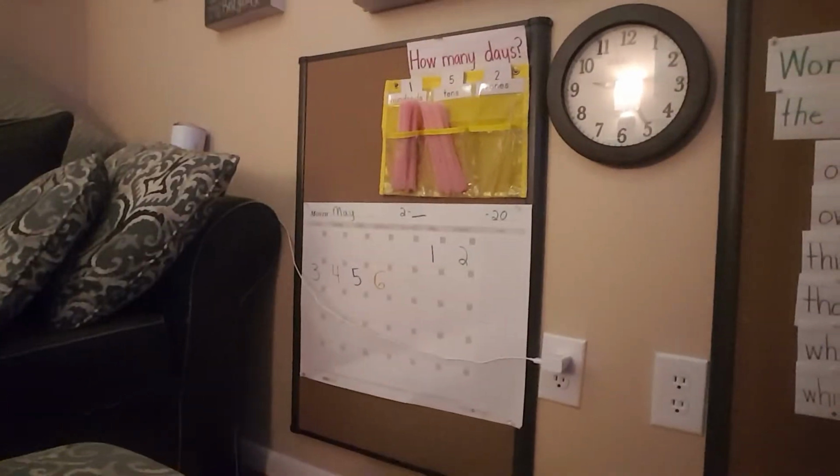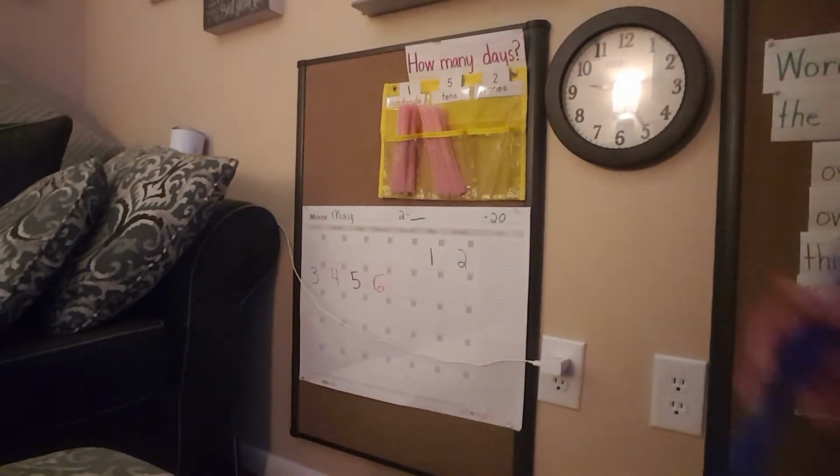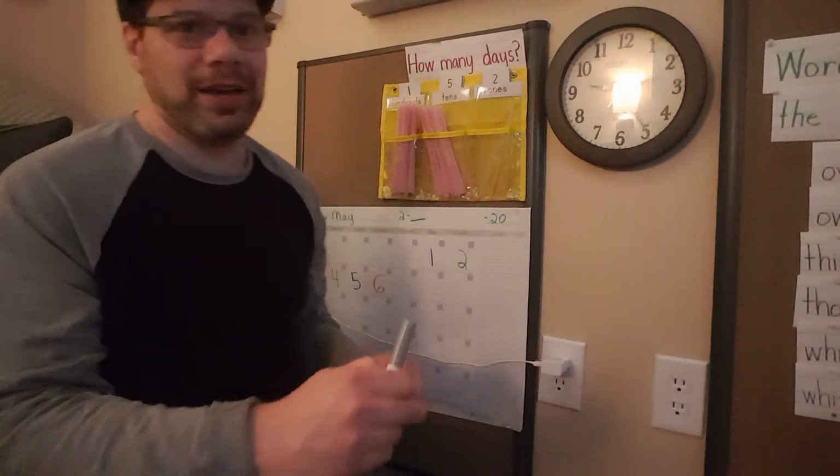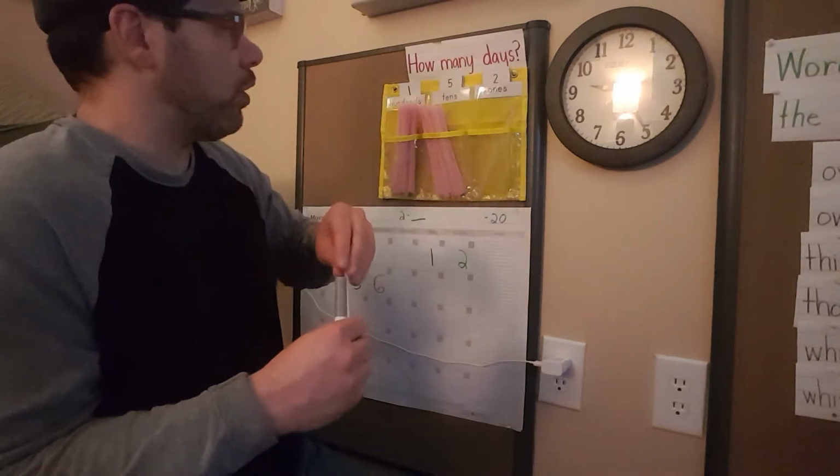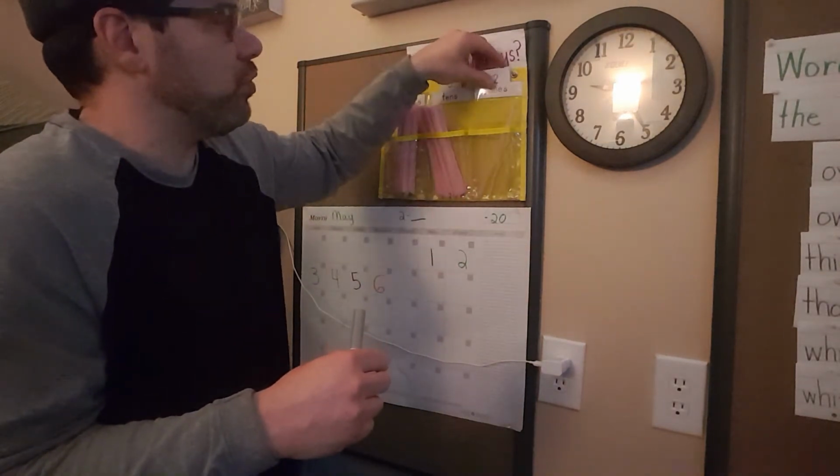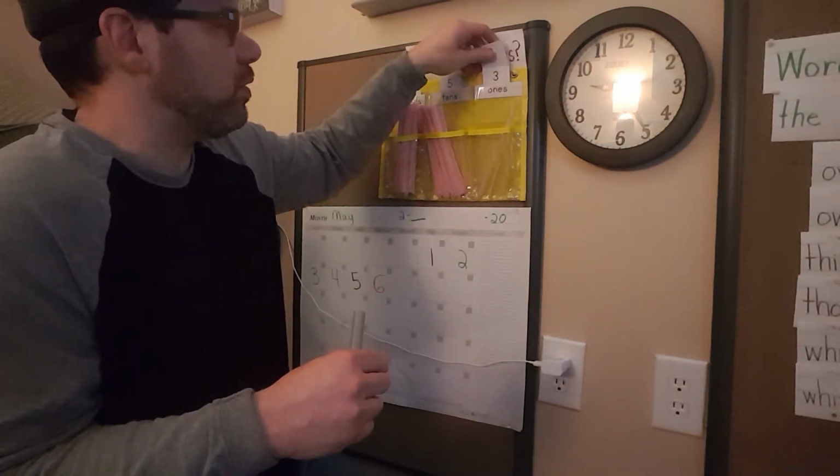days of the year, how many days we've attended. And we are on our 153rd day of school. So 153. I'm going to go ahead and change that to 3 ones.